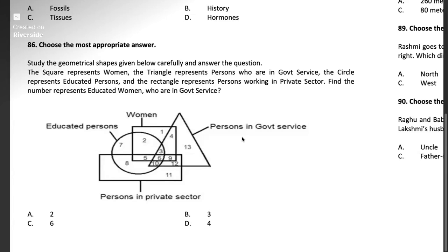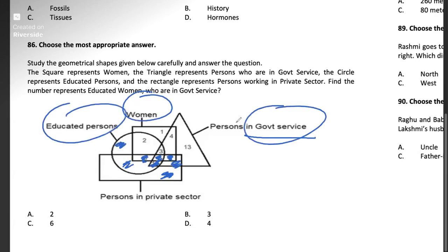Yes, absolutely. So, educated women in government service. These and all are not your answers for sure. If they say that they are in government and private sector both, then only we'll think of it. The intersection of women, educated persons and government service. Only government service, only women, women and educated persons, women and persons in government service, educated women in government service. Clear? Shall we move?